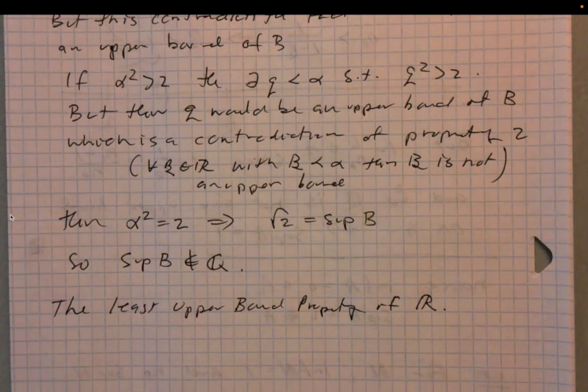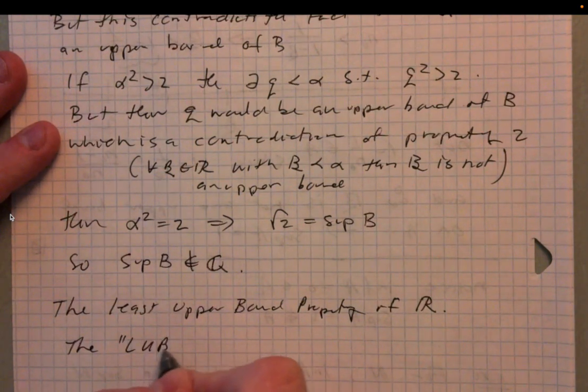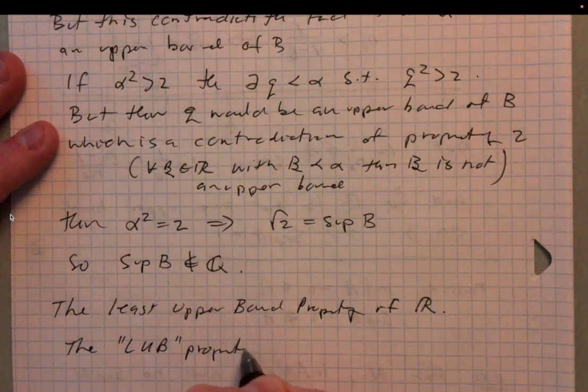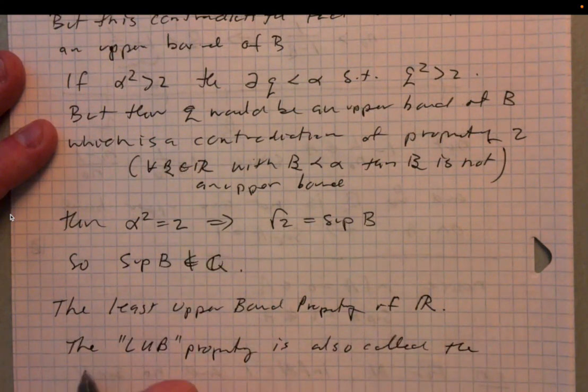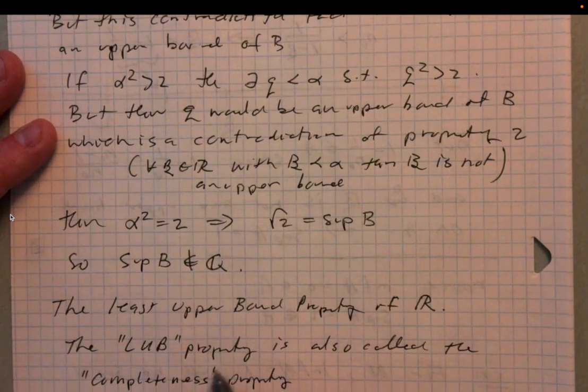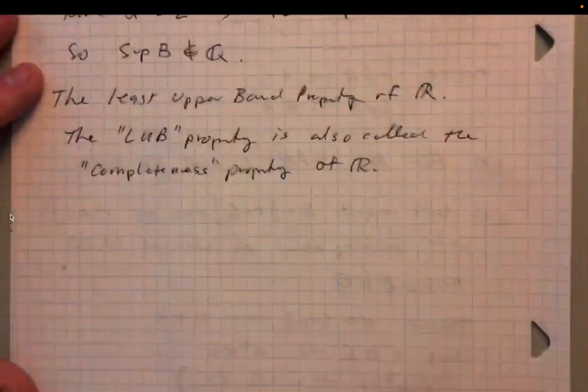Okay. So the least upper bound property is also frequently referred to as the quote-unquote completeness property of the real numbers. So the least upper bound property is also called the completeness property of the real numbers. And as we go forward, we'll see why that is a bit more.